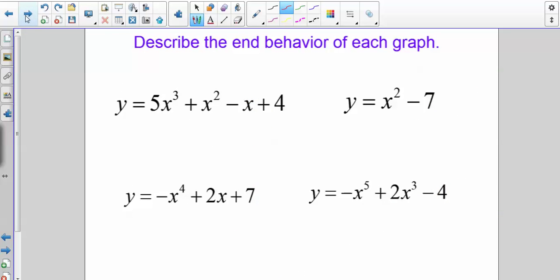Okay, so use your notes there to determine the end behavior of each graph. I want you to try the problems before you look at the answers. So you can pause the video here. Okay, so here are your answers.